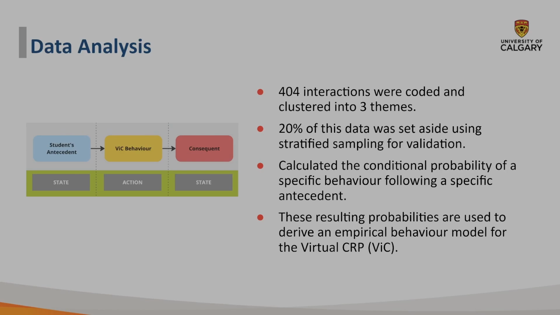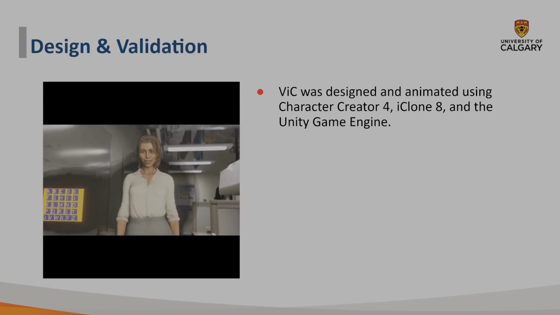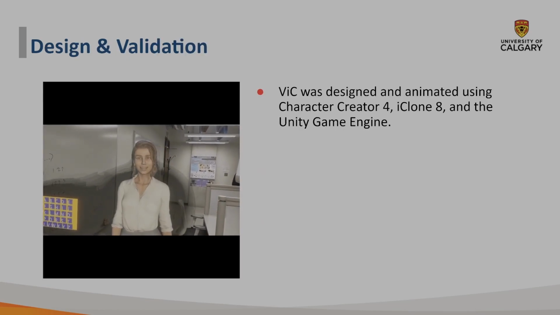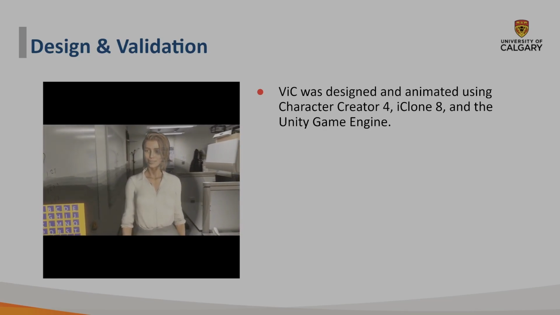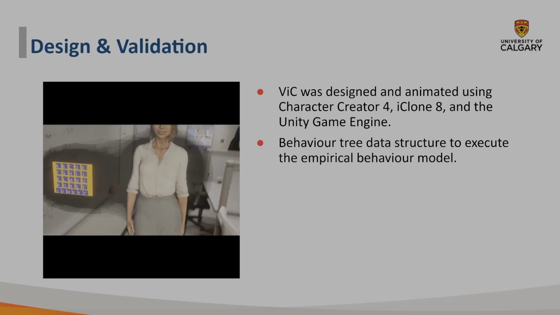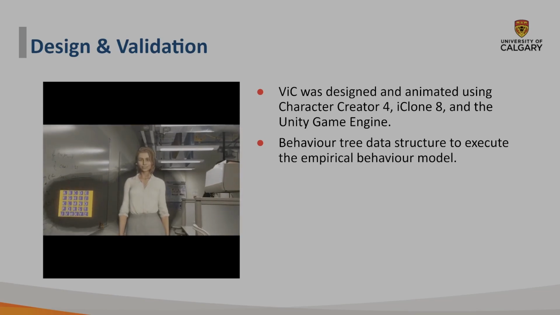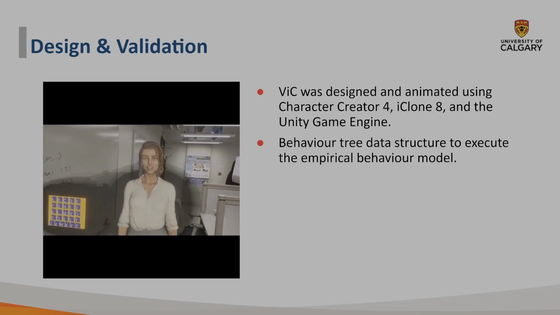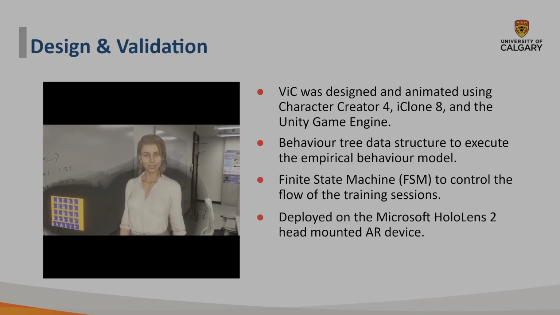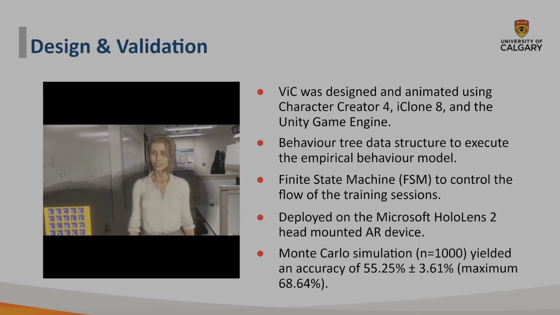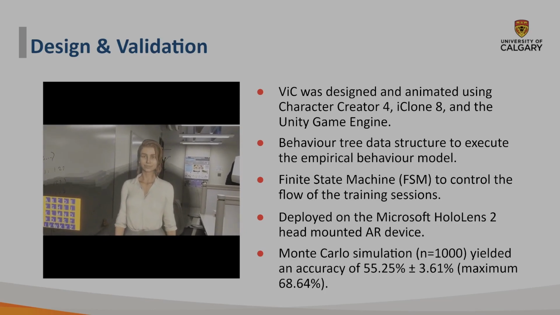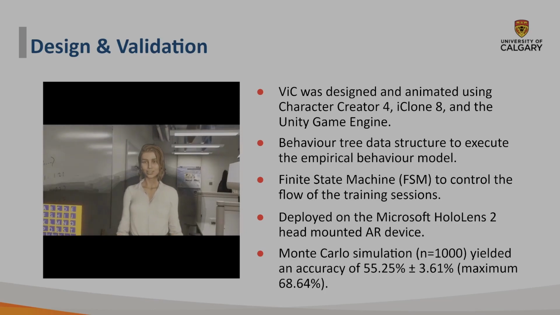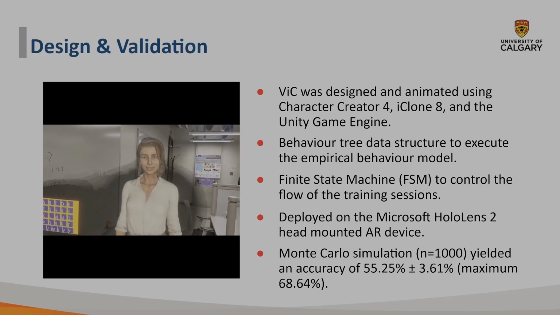To bring the virtual CRP to life, we created a 3D character model using Character Creator 4 and animated it using iClone 8 and the Unity game engine. We created a custom behavior tree data structure to control the agent's behavior during runtime using the probability matrix we derived. To validate our result, we conducted a Monte Carlo simulation using the empirically derived behavior model and found that it was significantly better than chance with a p-value less than 0.01.